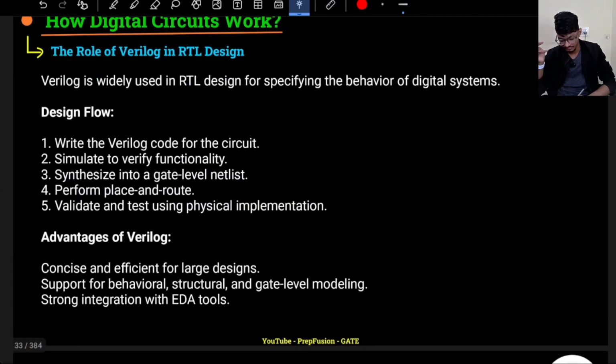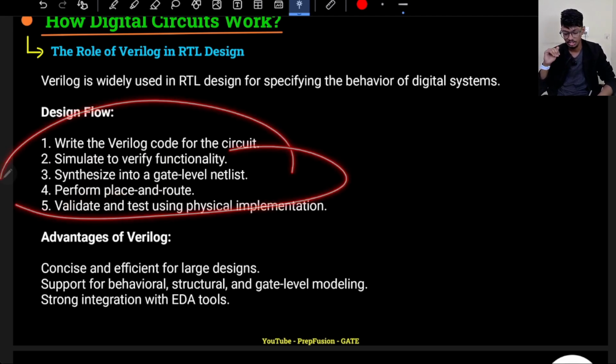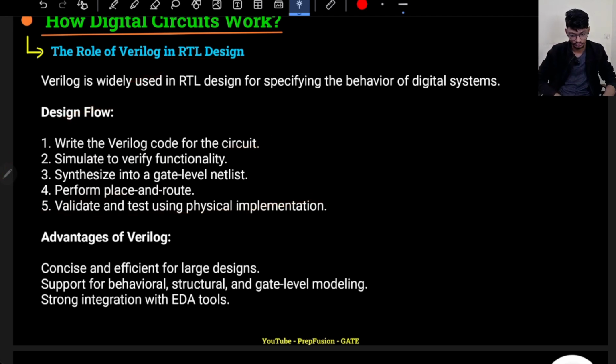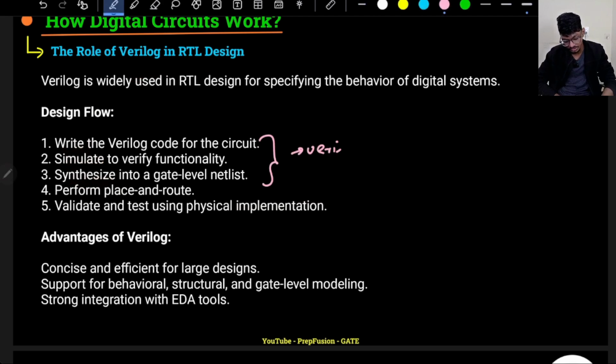So what is the role of Verilog? Verilog is used to define our circuits in Verilog code. We can simulate the functionality. We can synthesize it into a gate-level netlist using a synthesis tool. We can also perform placement and routing, which we don't do, and we can validate and test using physical implementation as well. So this is the design flow, and this is the role of Verilog in it. Verilog is used in these three steps. The last two can also be done, but we generally avoid that and do them with other tools.